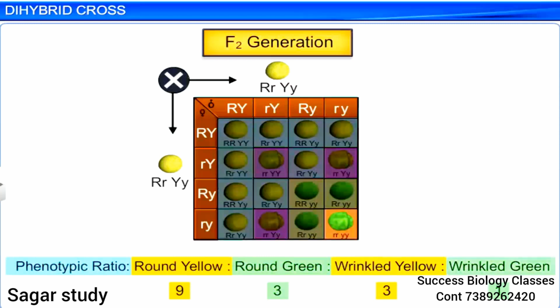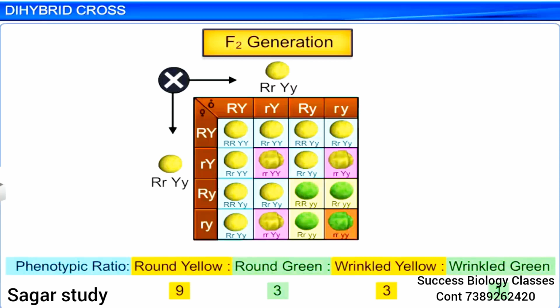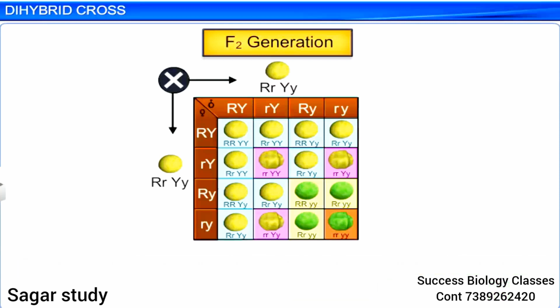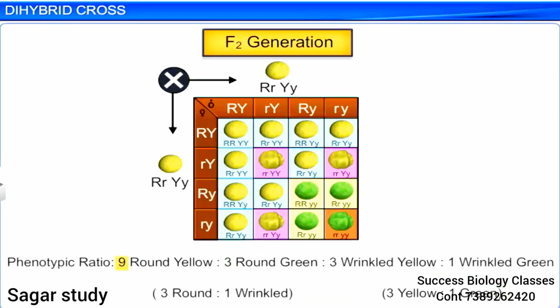Mendel had got the same phenotypic ratio in several dihybrid experiments that he had conducted. This ratio 9:3:3:1 can be derived as a combination series of 3 yellow:1 green with 3 round:1 wrinkled. And further, this derivation can be written as shown.